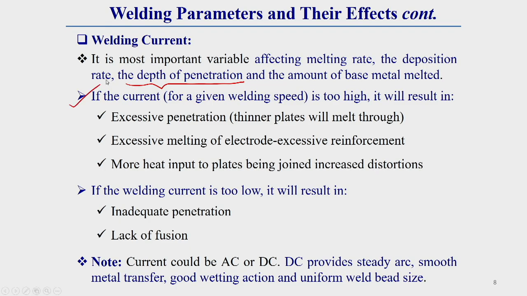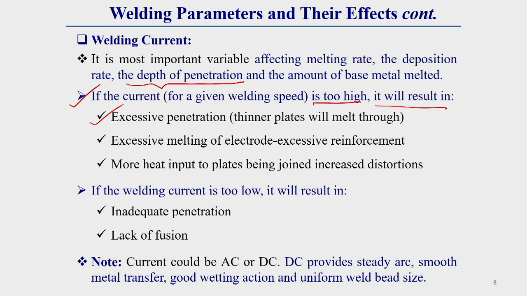This thing is what is represented here. If the current is too high, what will be the result? If the current is too high, there will be excessive penetration, as I have already told you. Why will excessive penetration occur? Because a more forceful arc is generated, so there is more turbulence effect in the whirlpool. So more penetration will be there in case of high current. That's why, in case of high current, there is a chance of melt-through in the case of thinner material.